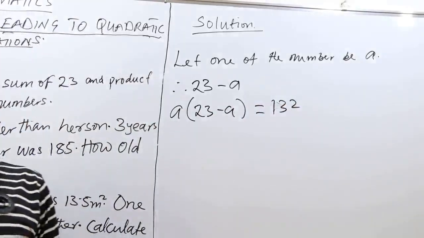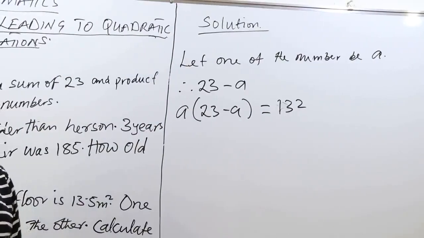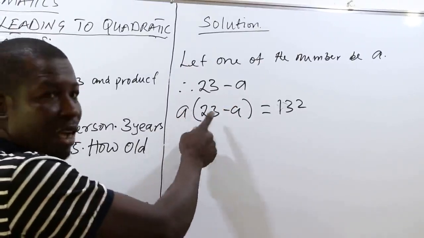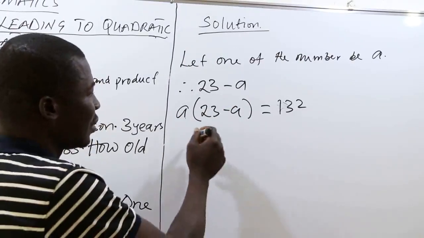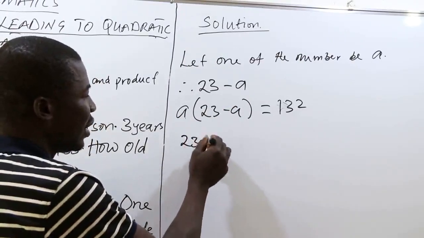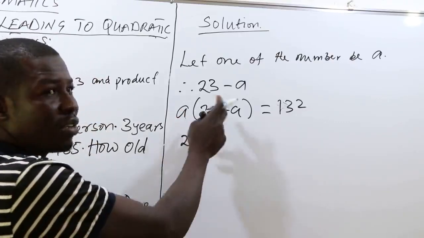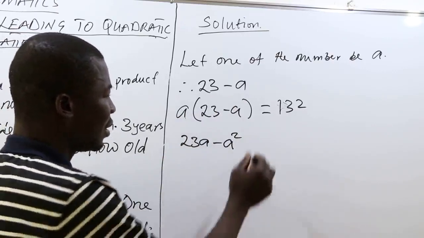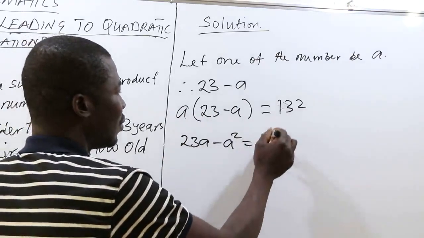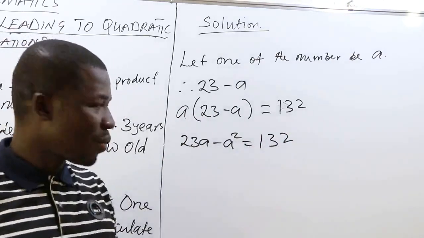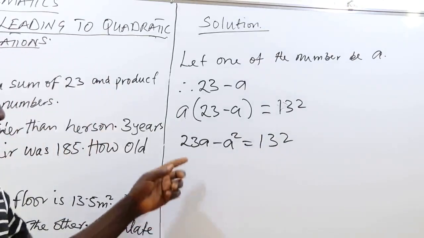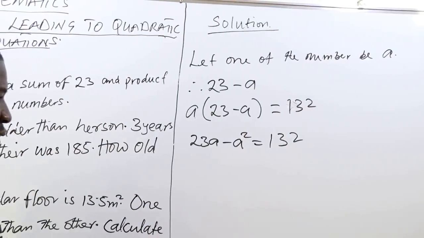So we have a times 23 minus a equals 132. In this case, we expand the bracket. a times 23 will give us 23a. a times minus a will give us minus a squared, equal to 132. Now, if you observe, you already have a quadratic equation.